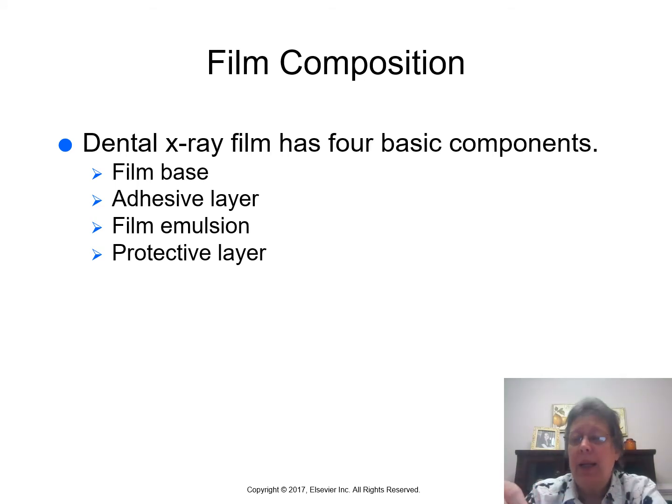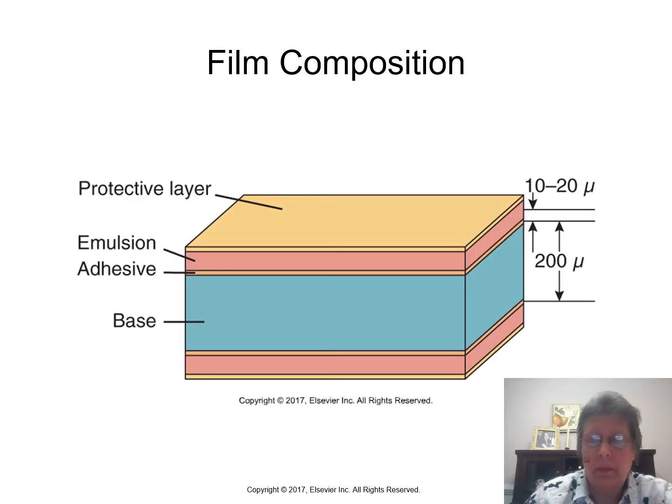It's surrounded by lead foil that we're going to talk about in just a second. It's also surrounded by a black paper wrapper, and this is our actual film. This is the base film, and it is coated on both sides with emulsion, an adhesive layer, and a protective layer, and we're going to talk about each one of those.